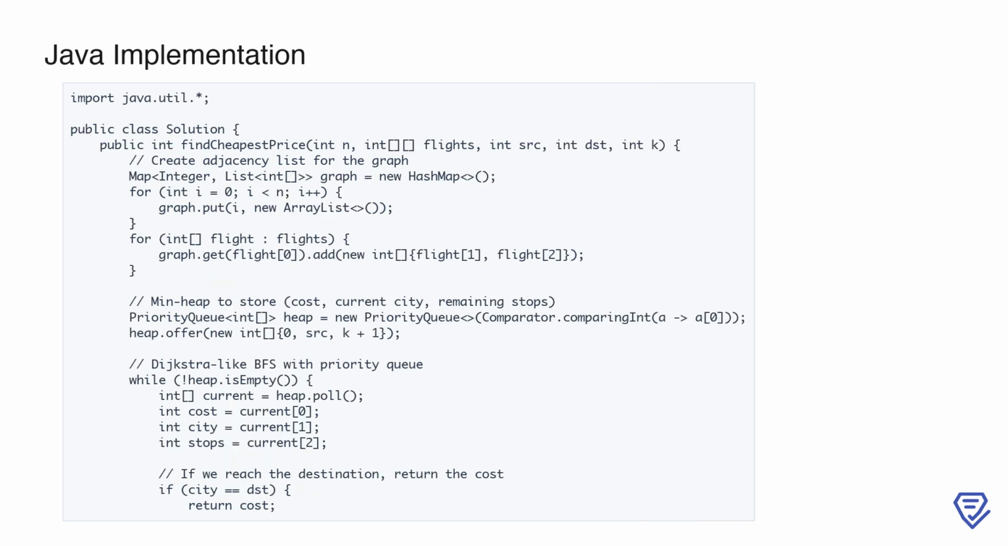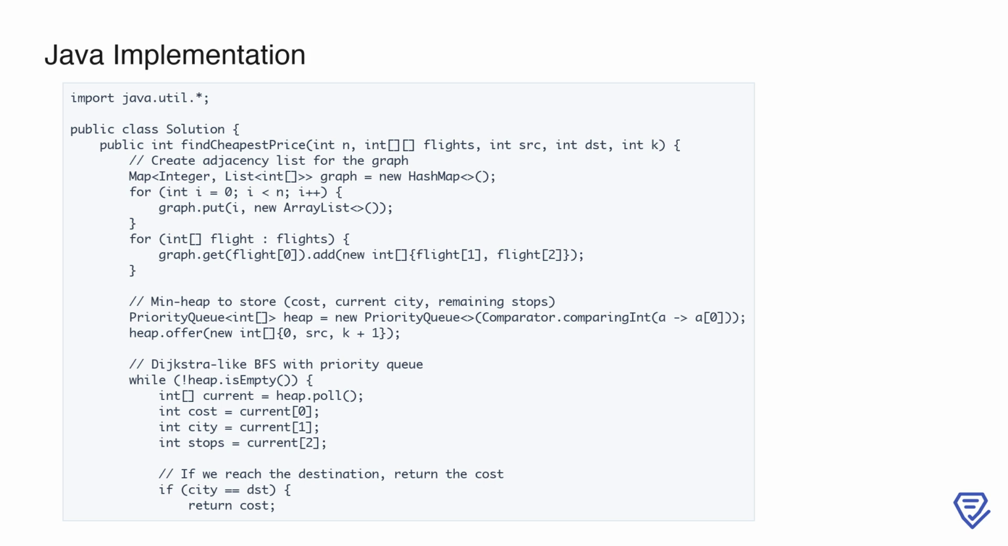Here, we start by defining the class and method to solve the problem of finding the cheapest price within a limited number of stops. First, we create an adjacency list to represent the graph, where each city points to its neighboring cities along with the flight cost. This is done using a hash map, where the key is the city, and the value is a list of arrays containing the neighboring city and the associated cost.